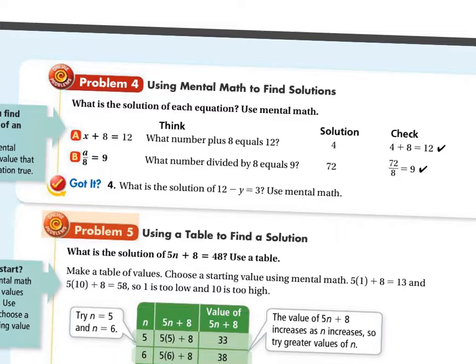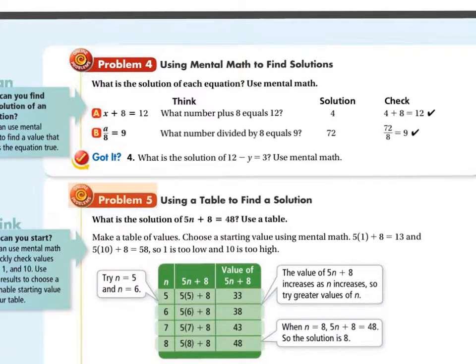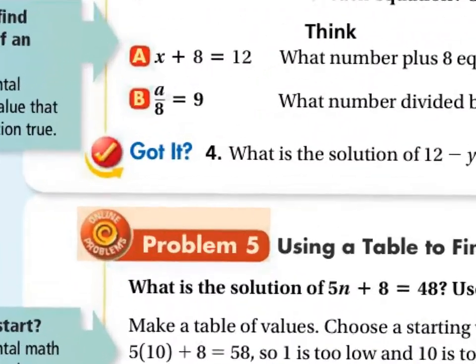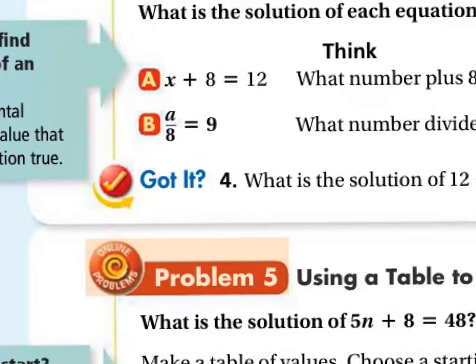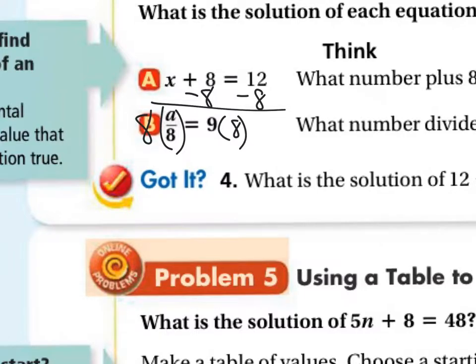If we look at problem 4, it talks about using mental math to find solutions. Again, I would prefer you just work stuff out rather than trying to think it in your head. I know some of these you could do, like x plus 8 equals 12, 4 plus 8 equals 12. But just in case we make a mistake, we could say they're adding 8, subtract 8, and then get the answer there. On B, they're dividing, so we could multiply on both sides. That would be 72. 72 divided by 8 equals 9. The nice thing about equations is you can put that answer back in the original equation and see if it works or not.